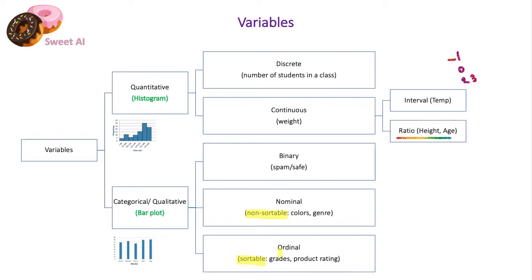If you want to remember that the ordinal is sortable, the "o" in ordinal can be used for order, and it's going to be sortable. This way you can remember. Examples of nominal can be color and movie genres, which you cannot sort, but grades and product ratings are sortable. For quantitative variables, we can use a histogram to show them, and for categorical, we use bar plots.